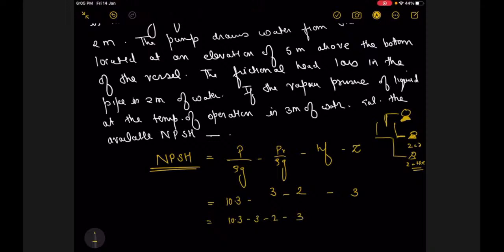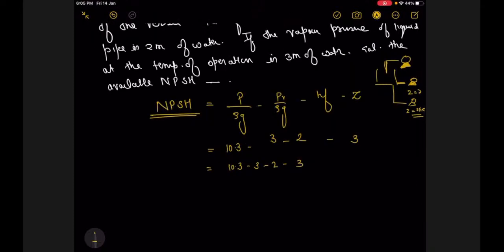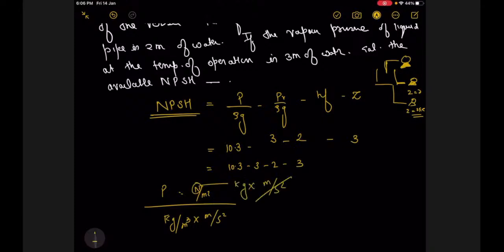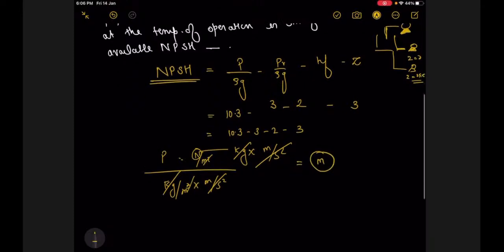You might be thinking, how is pressure in meter? So see here. P is Newton per meter square, upon rho, which is kg per meter cube, into g, which is meter per second square. If you solve this, Newton is force, that is mass in kg into acceleration in meter per second square. So kg will cancel with this, and only meter will be there. So the unit of P by rho g is meter.